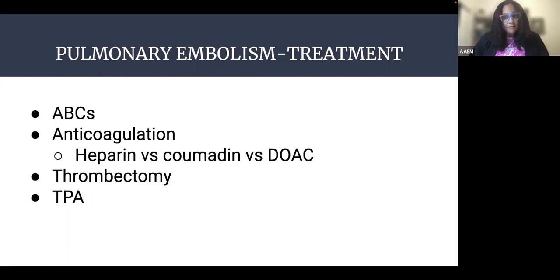Patients may also be candidates for thrombectomy, meaning intervention with either interventional radiology or cardiovascular surgery. Or if they are hemodynamically unstable with right heart strain, then they may be candidates for TPA.